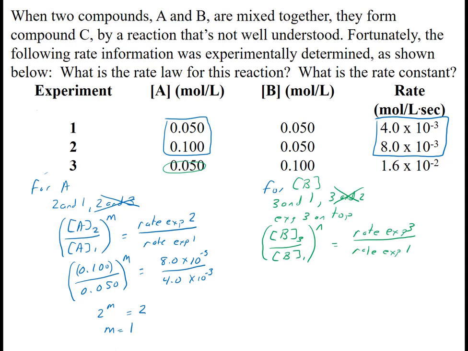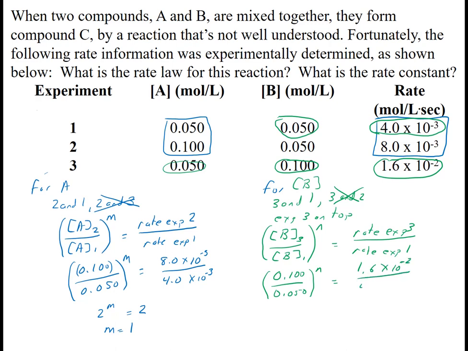So this time I'm using this one and this one, which corresponds to this one and this one. So now I put my numbers in. So I have, again, 0.1 divided by 0.05 raised to the N is 1.6 times 10 to the minus 2 divided by 4.0 times 10 to the minus 3.